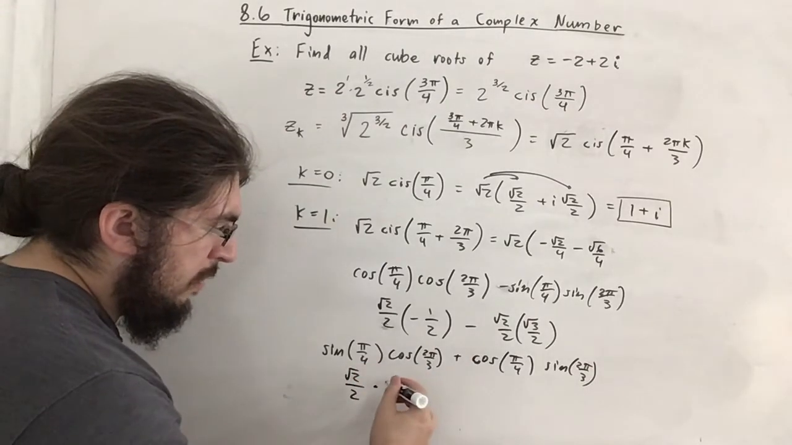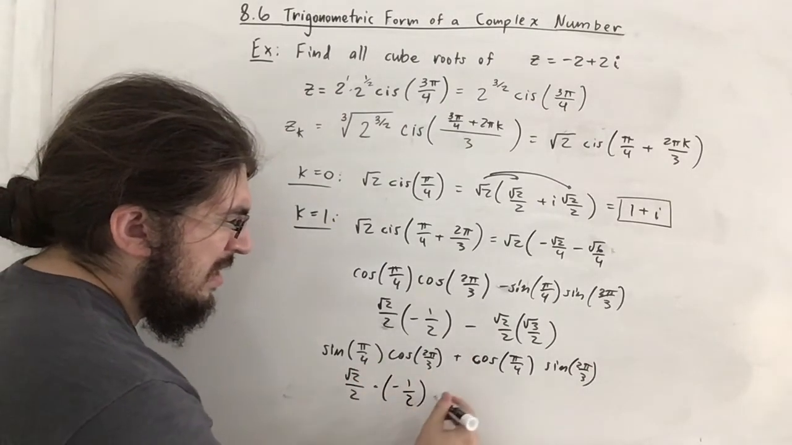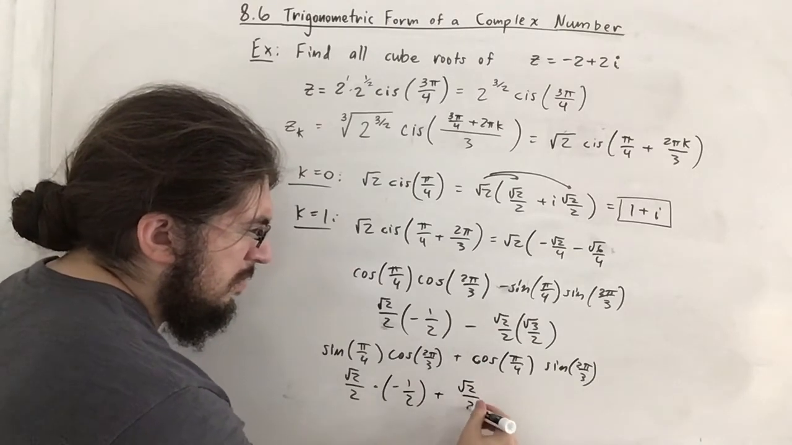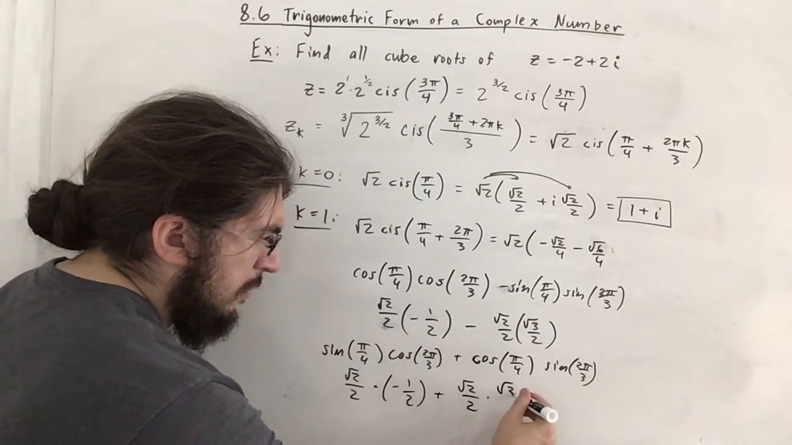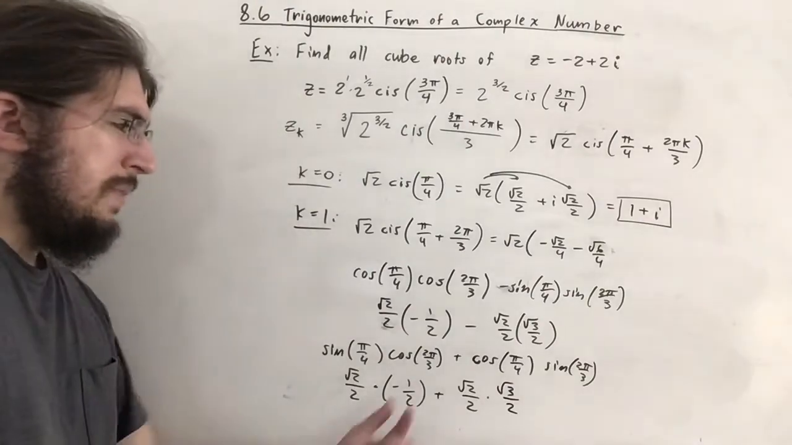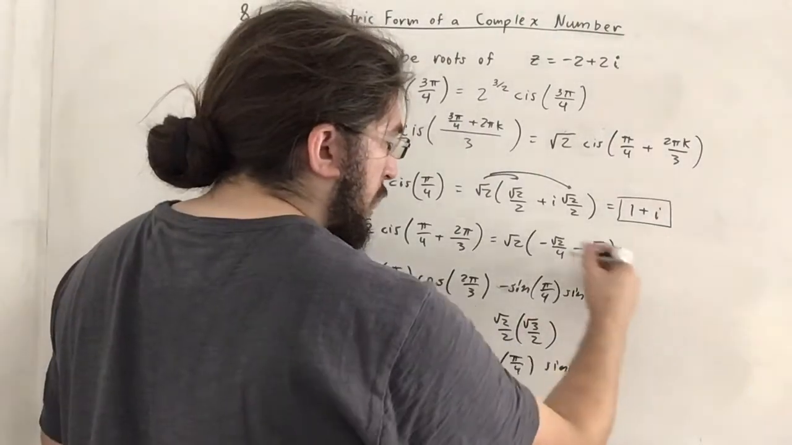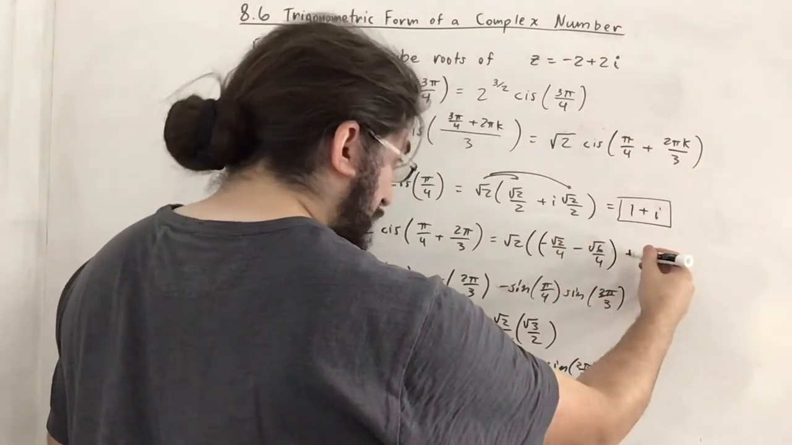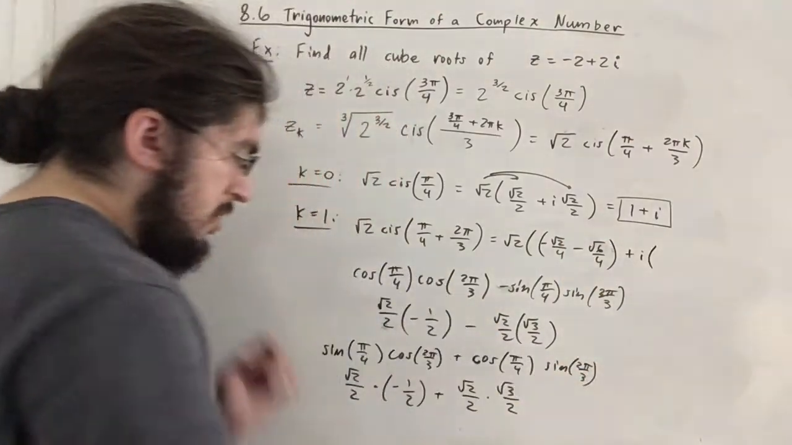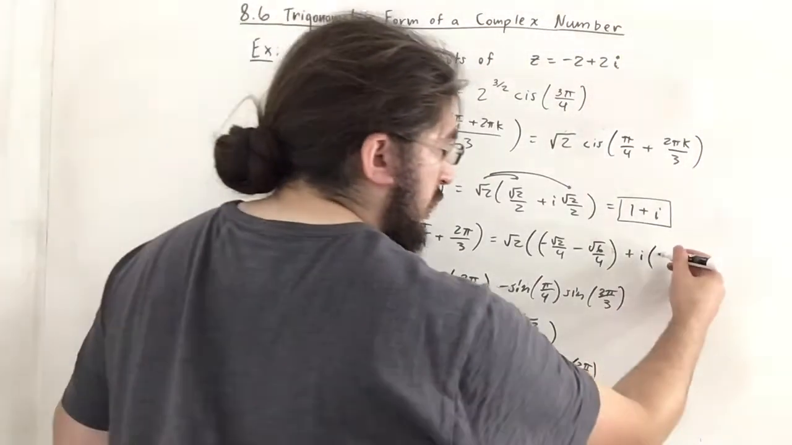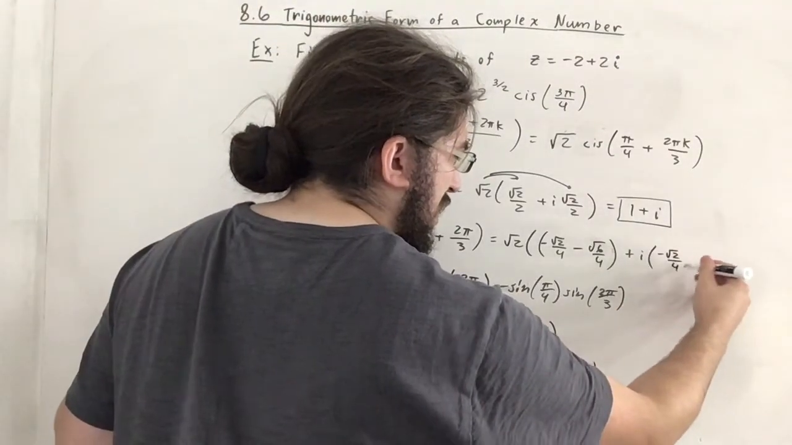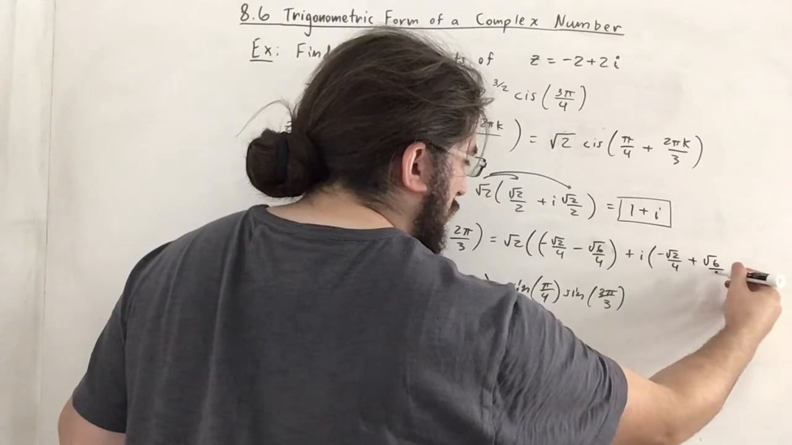This we already got before, that's negative 1/2. This is radical 2 over 2. And this one we already got before, that's radical 3 over 2. So we actually get the same thing, only it's negative positive here. So this is for the real part, and then we have plus i times, for the imaginary part, negative radical 2 over 4, and then plus radical 6 over 4.